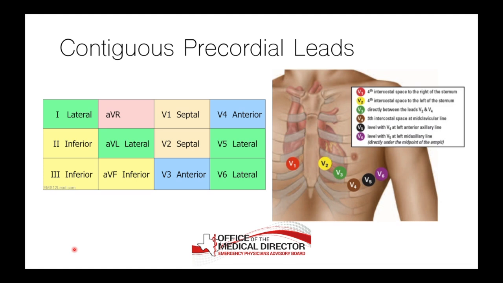In addition to our contiguous leads, anatomically speaking, which is demonstrated by this chart, our precordial leads are also contiguous if they are next to one another on the patient's chest. So obviously V1 and V2 are contiguous. Also V2 and V3, which are next to one another, are also contiguous. Same thing goes for V4 and V5, right next to each other, they are contiguous.